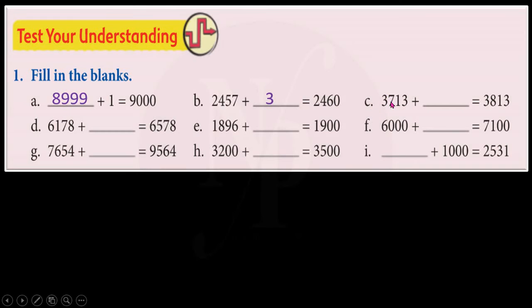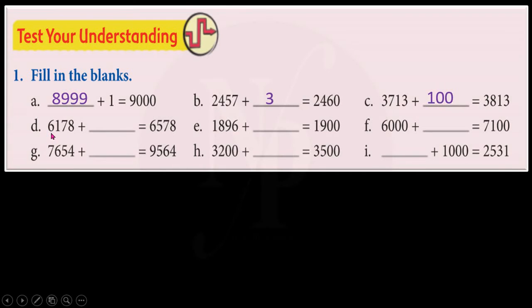See, C: 3,713 plus a number gives 3,813. Look here, observe the numbers carefully. So here you have 3,713. Here the answer is 3,813. So on adding 100 to this number, you will get 3,813. So the answer that should be written here is 100.